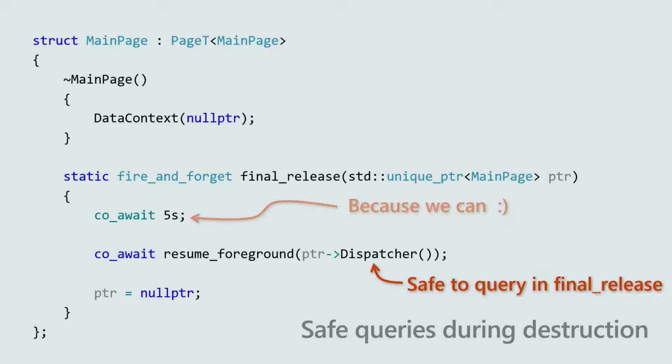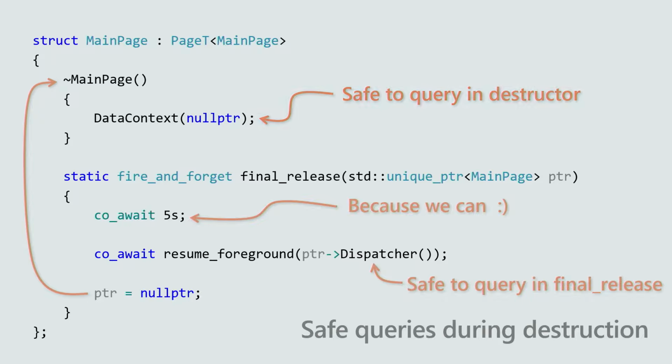We can then safely query the dispatcher, which is a property on the dependency object. We can then release the unique pointer, which will call the destructor. And even in the structure, we can safely query for the framework element base class to set the data context property. So all of these now are reliable calls, which previously were certainly not that reliable.